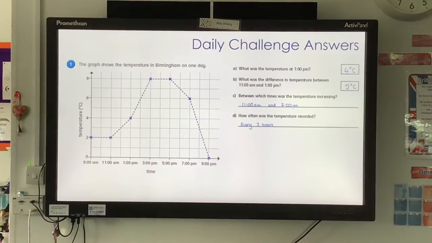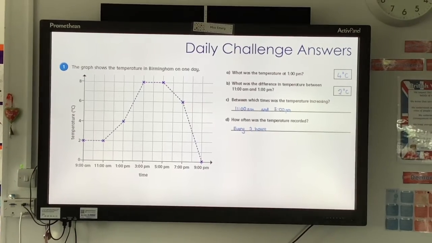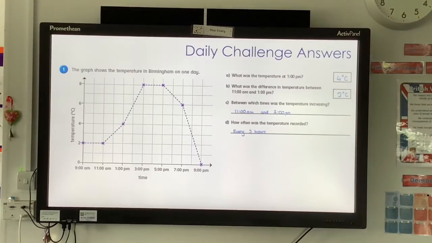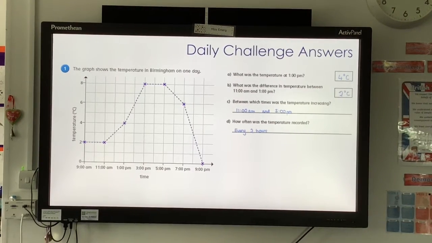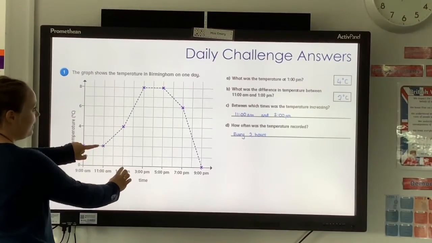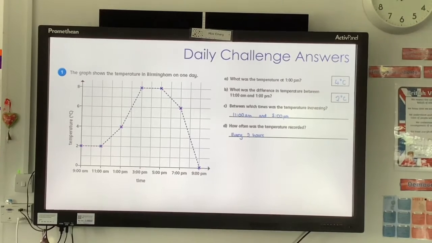And the second one, the temperature in Birmingham. So what was the temperature at 1 p.m? So hopefully you found 1 p.m. and went up, and it was 4 degrees. What was the difference in temperature between 11 a.m. and 1 p.m? So you find 11, find the temperature, find 1, find the temperature. What is the difference? Well, the difference is 2 degrees.